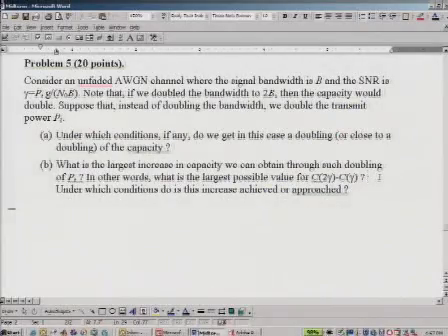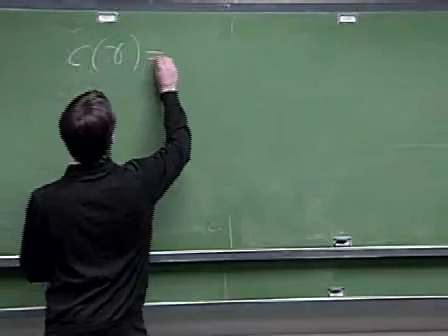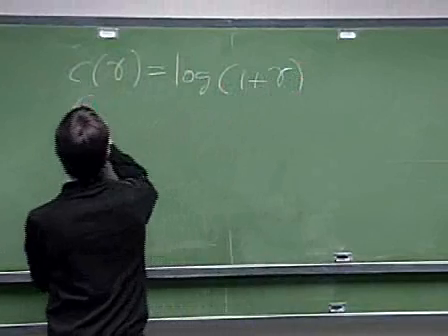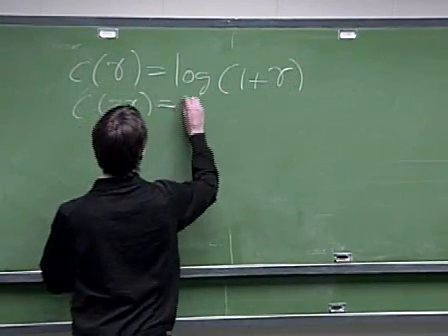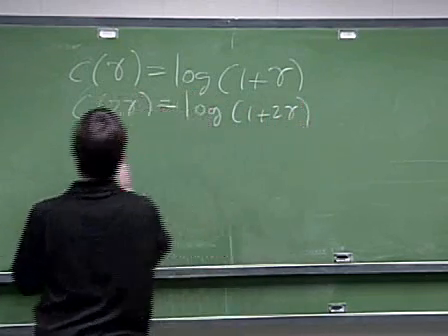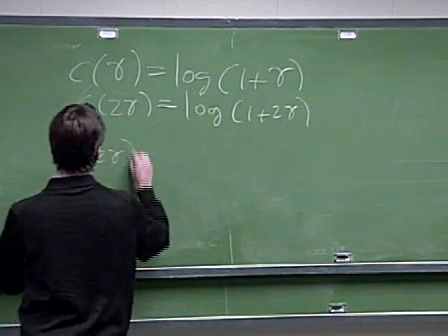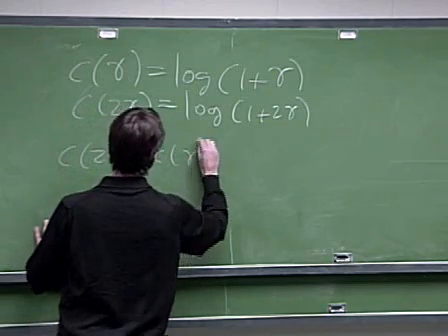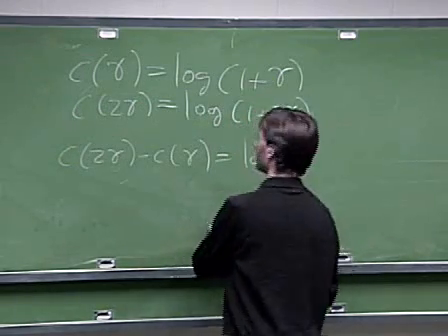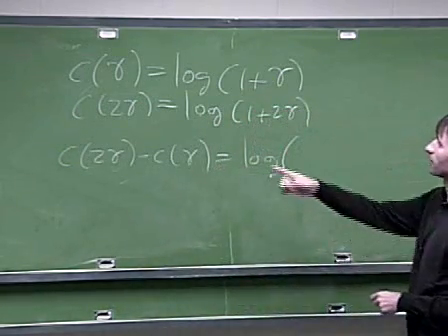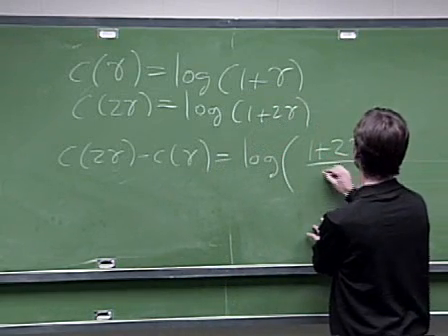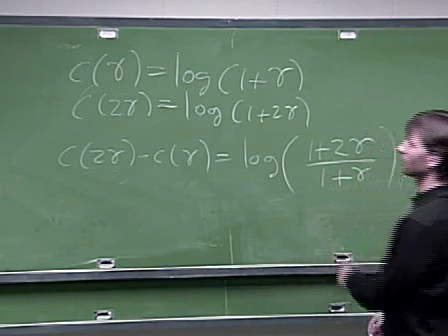We have C of gamma is equal to log of 1 plus gamma. C of 2 gamma is equal to log of 1 plus 2 gamma. Okay, so C of 2 gamma minus C of gamma. As you know, the difference of two logs is the log of the ratio. So that's what we have, right?